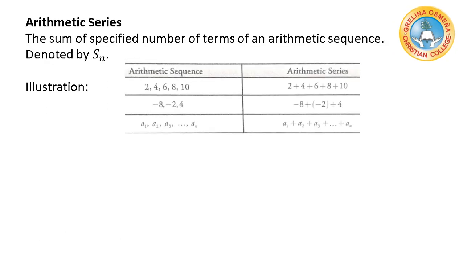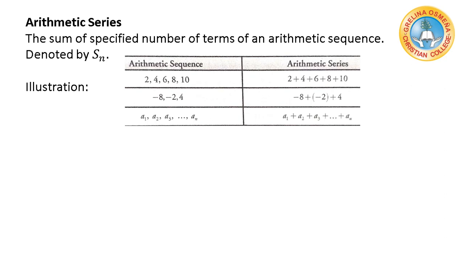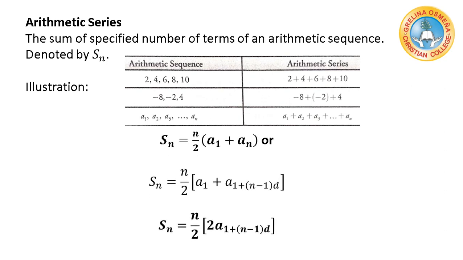Let's have the arithmetic series. The sum of a specified number of terms of an arithmetic sequence is denoted by S sub n. We had this before. This is the formula in getting the arithmetic series. S sub n equals n over 2 times 2a sub 1 plus n minus 1 times d. So this is the formula we will use.